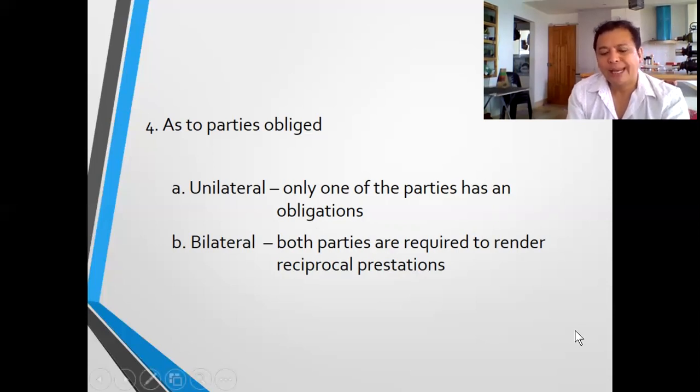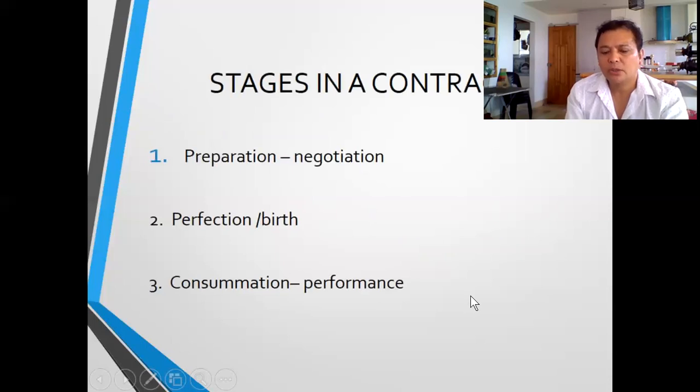So that is unilateral. Now, on the other hand, in bilateral, both parties are required to perform, like a contract of sale. So the buyer will give his payment while the seller will deliver the object to the buyer. So that's bilateral. So there are different stages in a contract.